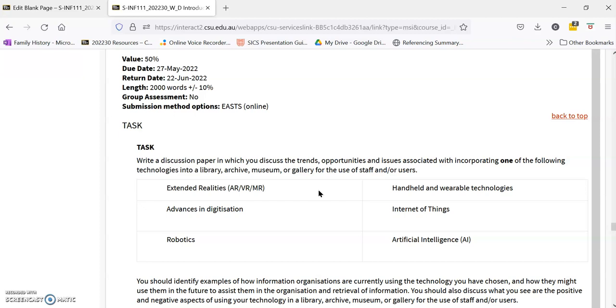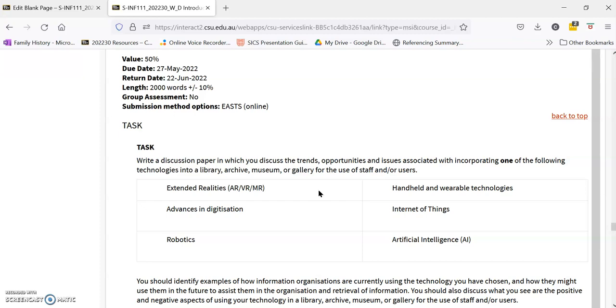If you want to use a subset of libraries or archives, look, I'm just going to say library, and please just apply that to all the different sorts of organizations rather than me going through them all the time. If you wish to apply that technology, let's say in academic libraries, that's fine. If you want to talk about how public libraries are using your technology, that's fine.